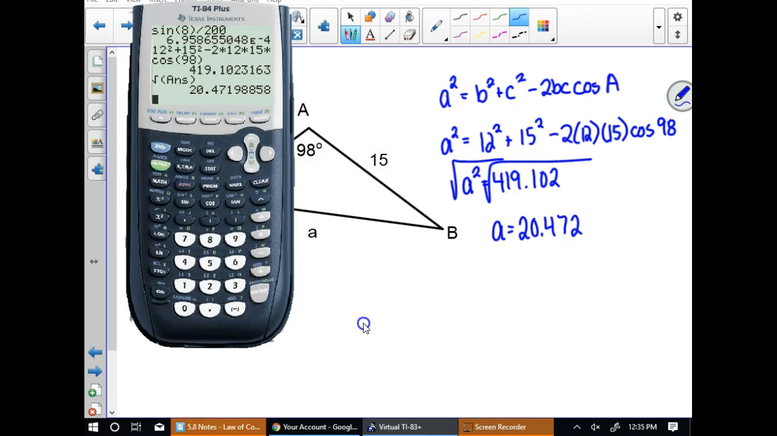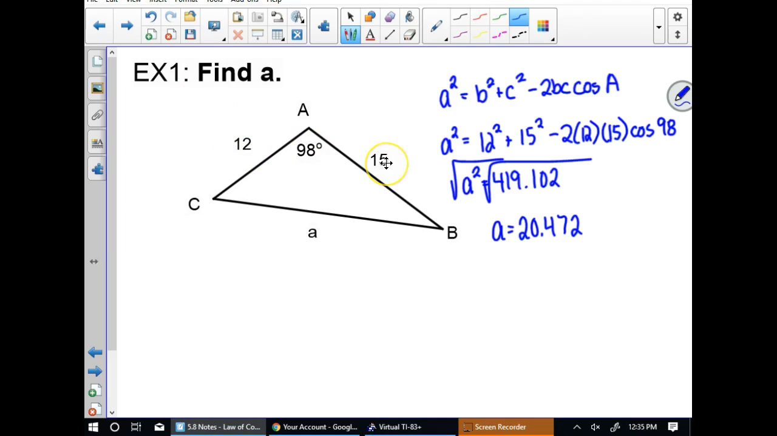That if you add the two smaller sides together, it has to be bigger than the third side. So like 12, the biggest the A could be would be 27. Well, it couldn't be 27 because then it'd basically be a straight line.